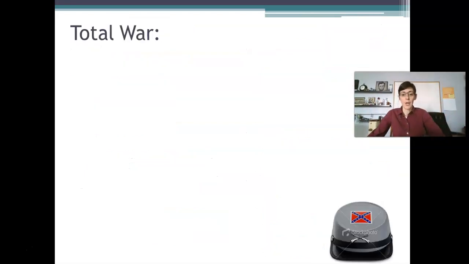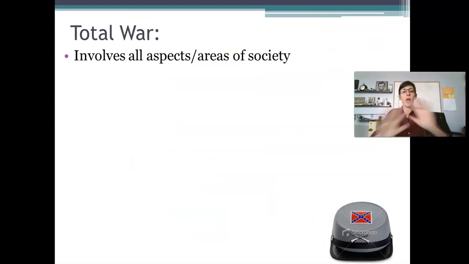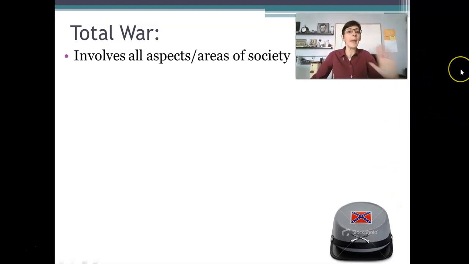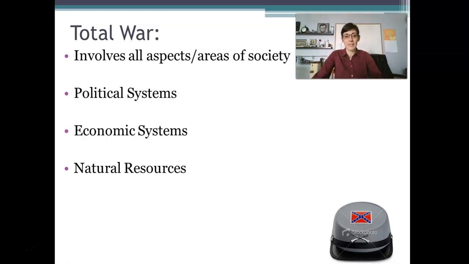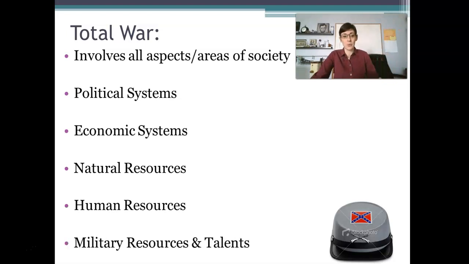Okay. All right, so total war, what is that? That involves all aspects, areas of society. Not a single part of society is exempt, remains untouched. Every aspect of society is affected. Political systems, economic systems, natural resources, human resources, and of course, military resources and talents. Everything is affected. Everything. Nothing escapes the touch of the war. That's what total war is all about. You cannot escape it. Doesn't matter who you are or what your station in life, you cannot escape total war when it hits your society.